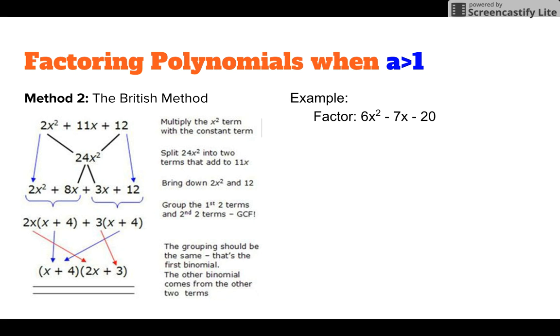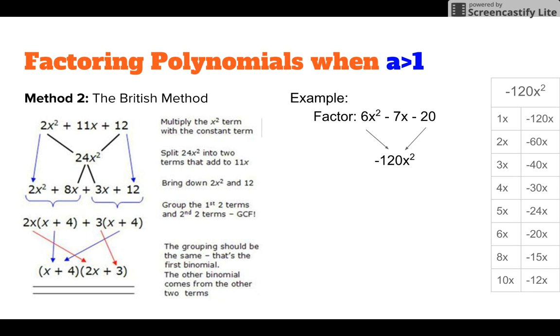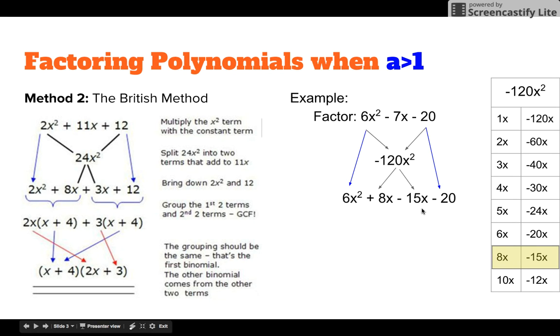Okay, factor 6x squared minus 7x minus 20. We have our multiple, negative 120x squared. We have our table of values, and we'll bring down the values this time, but switching the 8x and the minus 15x. Well, in this case, we can still do the problem. The GCF will just be different for each of the factor pairs. In the first pair, our GCF will be 2x. And what's left when we divide out 2x is 3x plus 4.